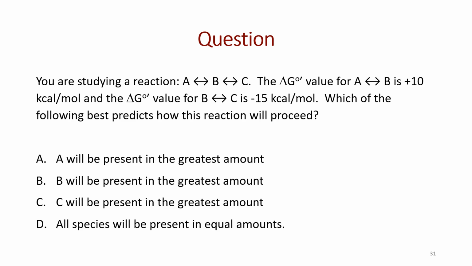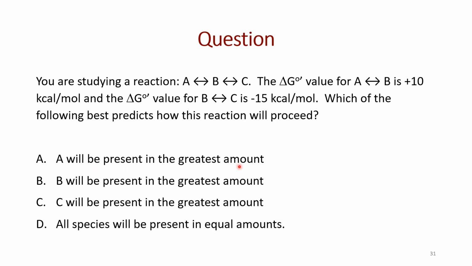If A to B is positive 10, and you know B to C is negative 15, you can combine those together. And positive 10 plus negative 15 adds up to negative 5. And if the overall reaction has a negative delta G, it means it's going to lie towards C. So what you're going to look for is some answer choice that has something to do with C being the biggest. So let's see if we have that.